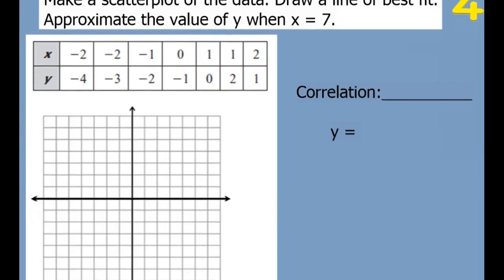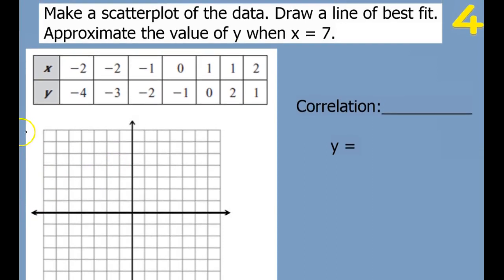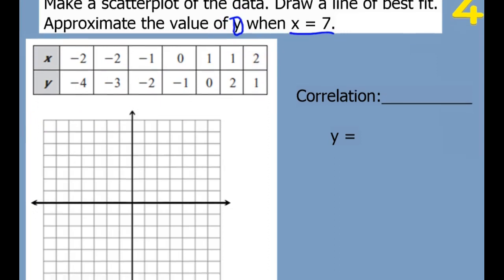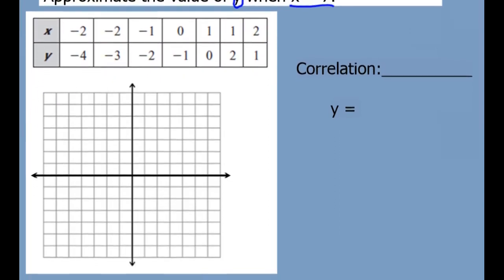Alright, this problem says, make a scatter plot of the data. Draw a line of best fit. Approximate the value of y when x equals 7. So the first thing we need to do is we need to look at our table. We know that we have an x of negative 2 and a y of negative 4. So what that's saying is we need a point at negative 2 and negative 4.